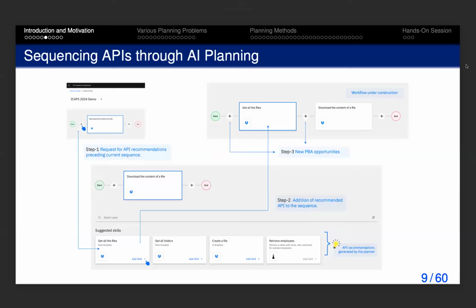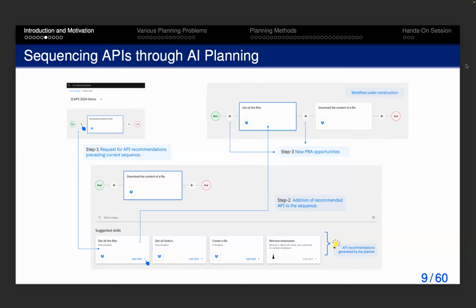And one of the more recent ones is this task of sequencing APIs. These days, a lot of these APIs are available on the web. They have an OpenAPI spec associated with them that you can take and potentially use to compile down to PDDL or your favorite planning formalism. And here the task is you have this builder, which is used to compose different APIs in some sort of a control flow. And we are providing guidance for the user to help them figure out what are the potential associations between these actions, or APIs in this case, and give them suggestions.